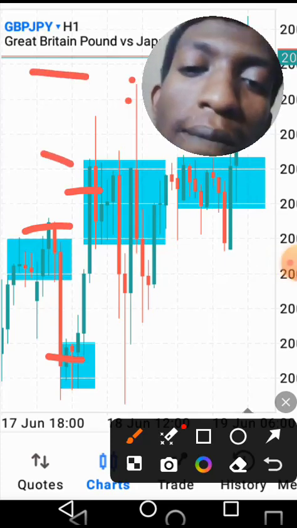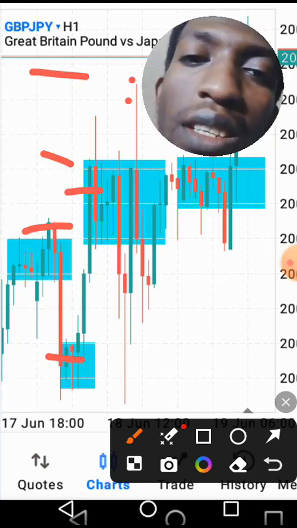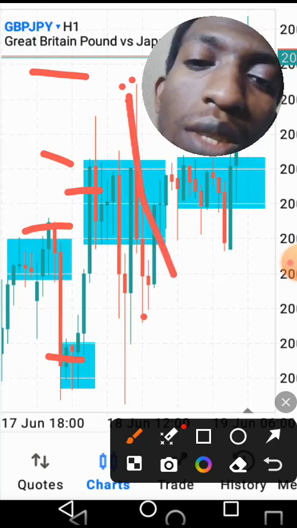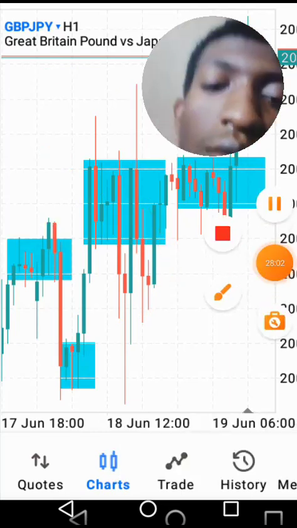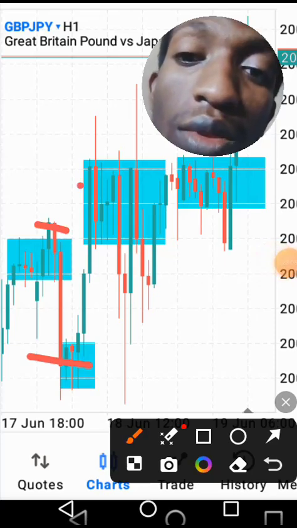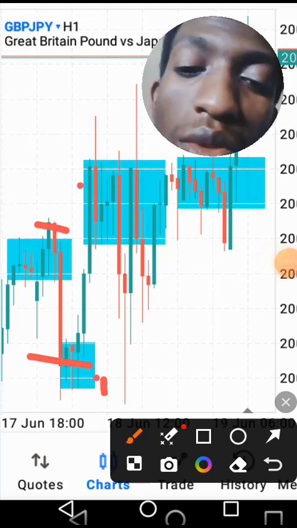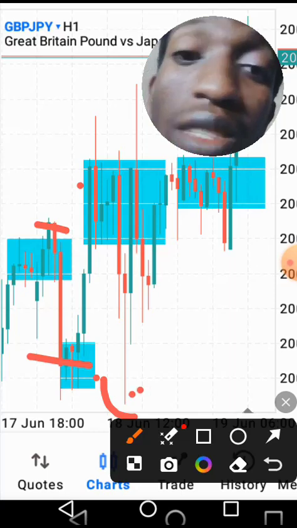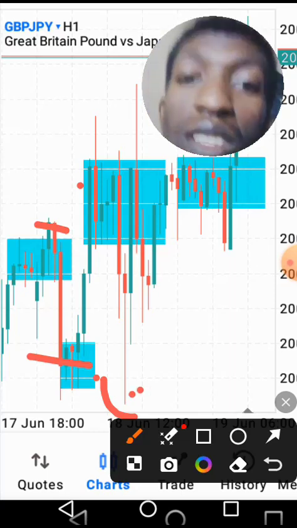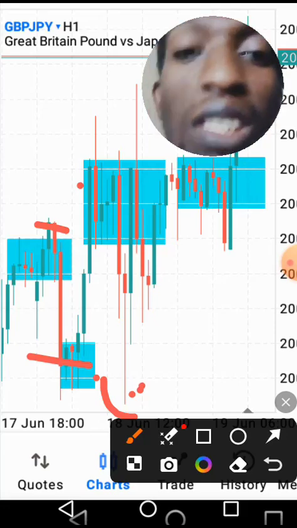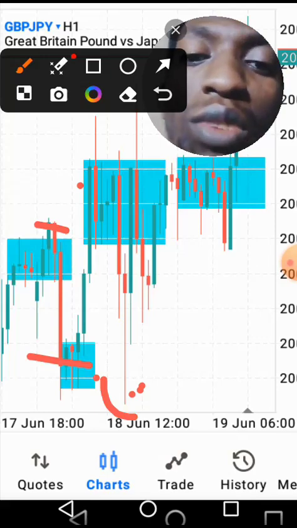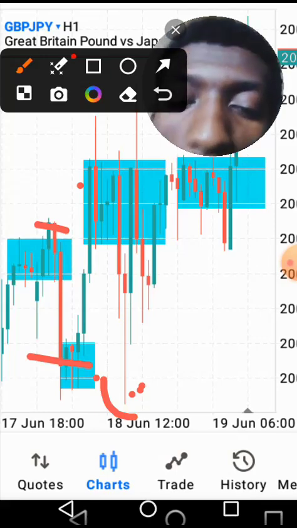Isn't that crazy? After hitting that, look, price just collapsed. So this black box TP is waiting for me. All I have to do is wait for a retest, just like this. This is crazy. This kind of retest is never to be found.